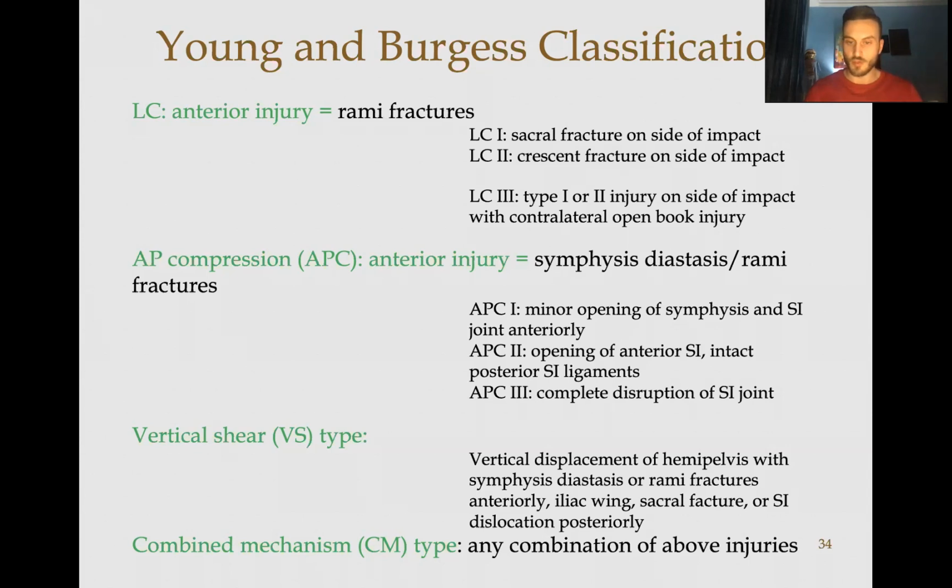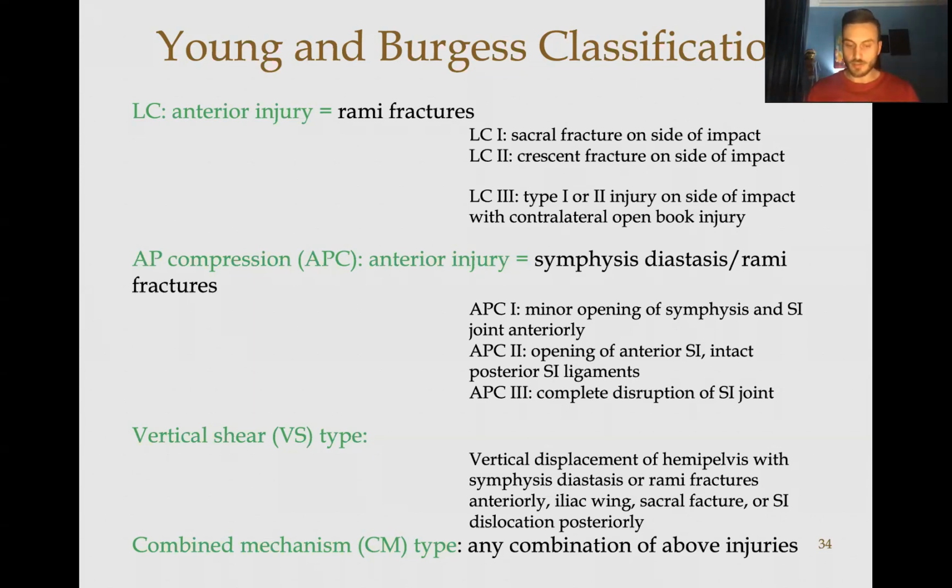For the APC, the AP compression, which is the symphysis diastasis. What's symphysis diastasis? We can calculate the distance for the pubic symphysis. The more the distance, the more the open book is, or the more displacement it is. So APC1, it's minor opening of the symphysis. APC2, opening of the anterior pubic symphysis, and intact sacroiliac ligaments, and the sacroiliac ligaments anteriorly are open. APC3, complete disruption of the sacroiliac joint. So type 1, it's minor. Type 2, the sacroiliac joint opens anteriorly, and type 3 is completely open.